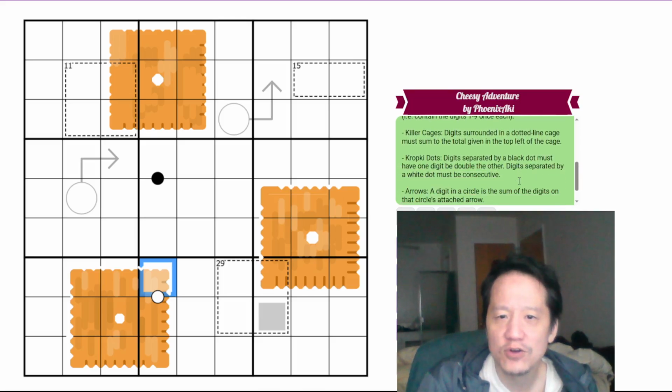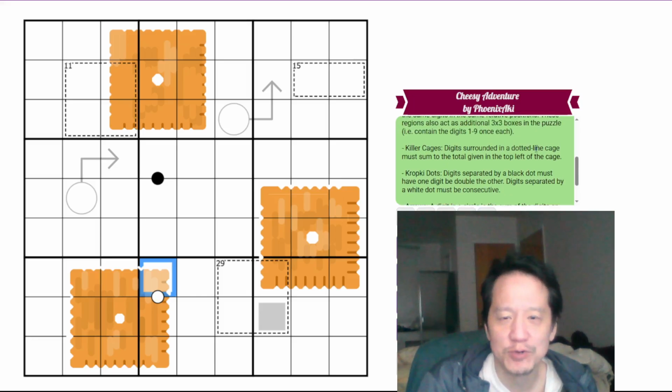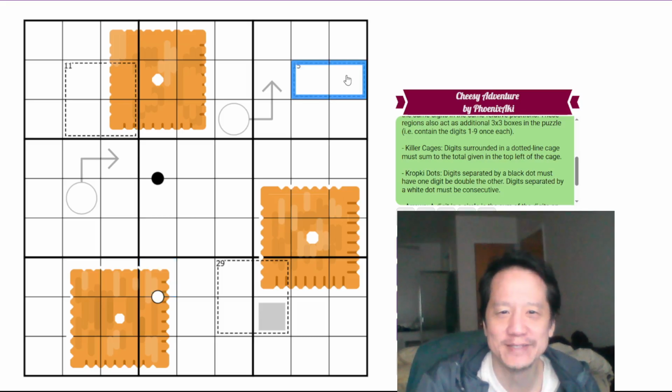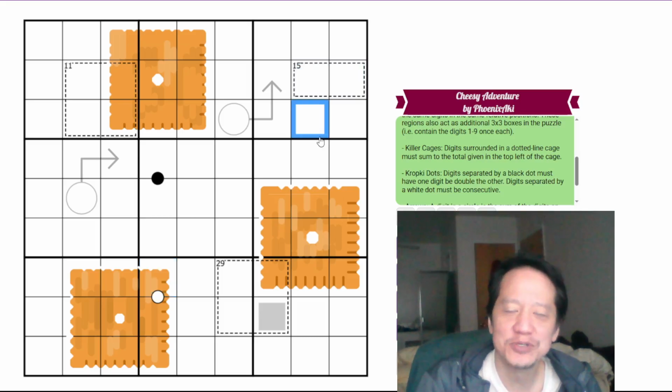Oh, I totally missed Killer Cages. I was wondering, where is the Killer Cages rule set? Okay. Apologies, I just completely skipped over the Killer Cages. We also have Killer Cages, where digits surrounded in a dotted line cage must sum to the total given in the top left of the cage. Interesting.